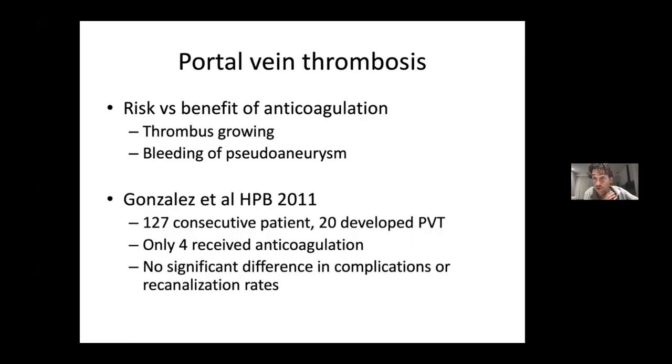Portal vein thrombosis, another complication of pancreatitis. You also have to see what's the risk-benefit of anticoagulation. Obviously, you want to stop the thrombus from growing, but you don't want to have bleeding of the pseudoaneurysm. We mostly don't treat portal vein thrombosis in pancreatitis because of the bleeding risk. And this study by Gonzalez has said there's no real significant difference in complications or recanalization rate in patients that don't or do get anticoagulated.